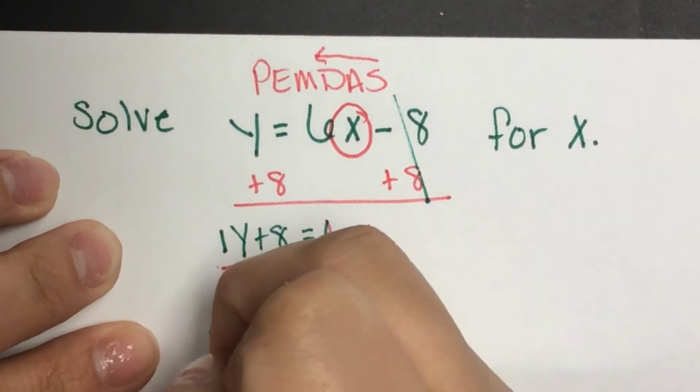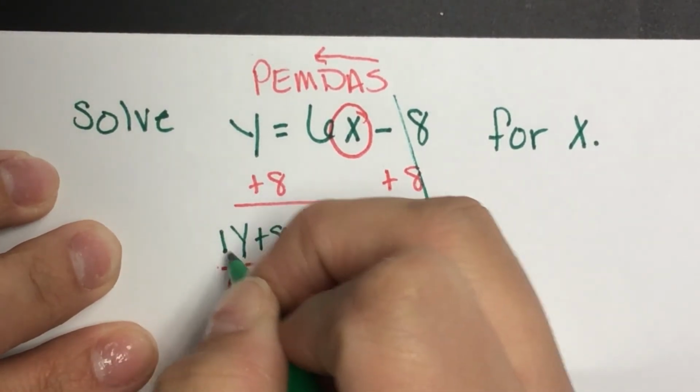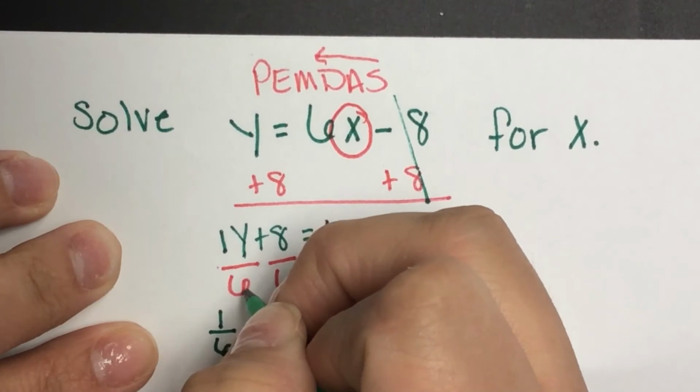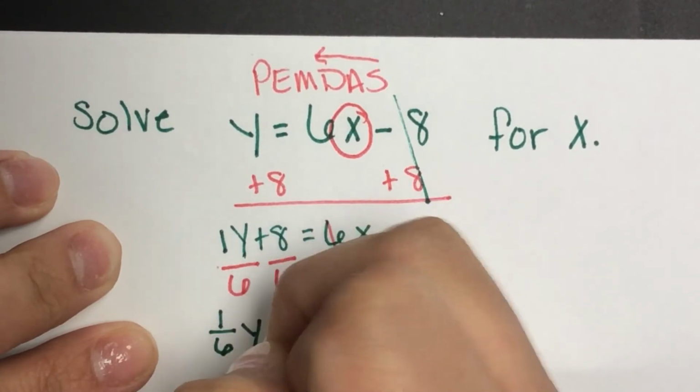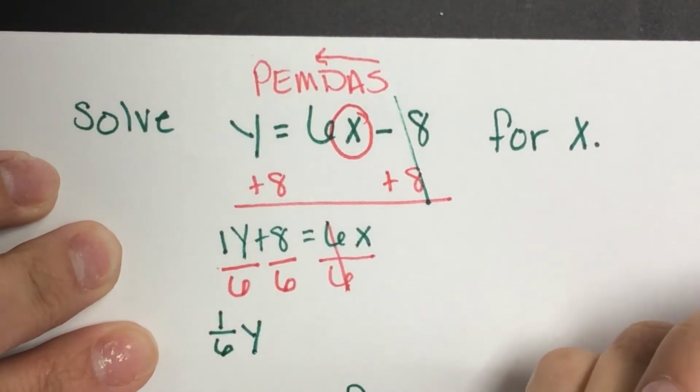So what I have is 1/6. I got the 1 from here, and I got the 6 from here. And then I'm going to put y next to it. Again, that's going to help us with next chapter, so just get used to formatting like this.